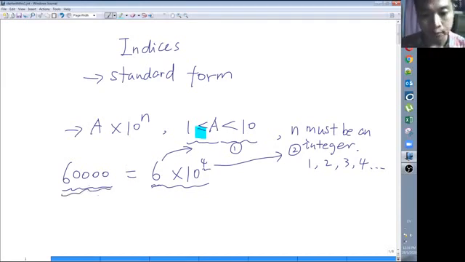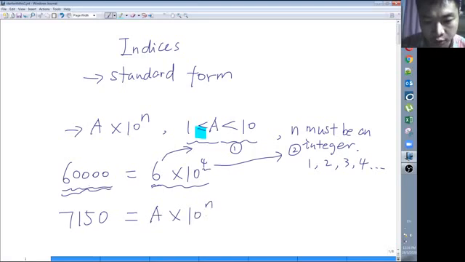Pretty simple. Let me give you some more examples. Let me start off with another example, 17150. Your job is to figure out what your a is and what your n is. Bear in mind your a must be in this range: between 1 and 10, and 10 is not included. So in this case your a is actually 7.15, and then you just have to find what your n is. You can see that your n is 3 in this case.